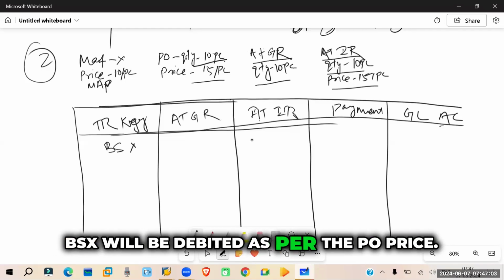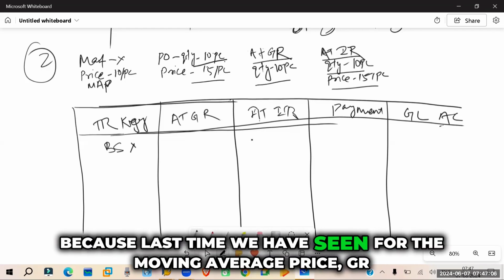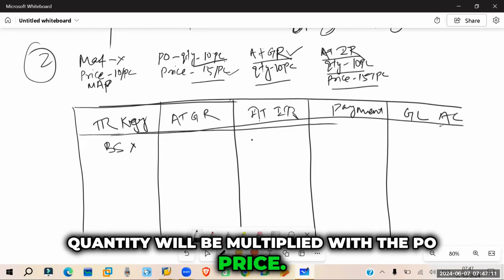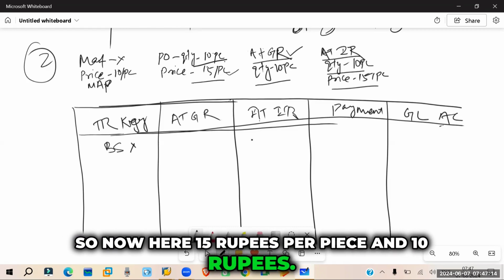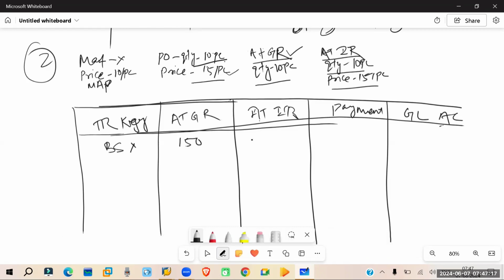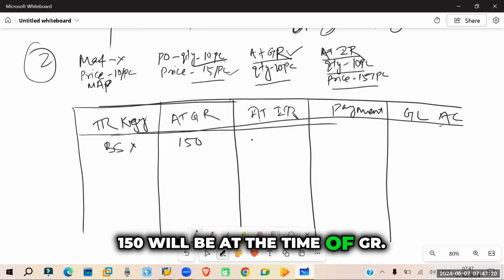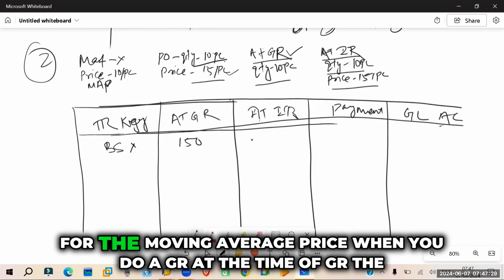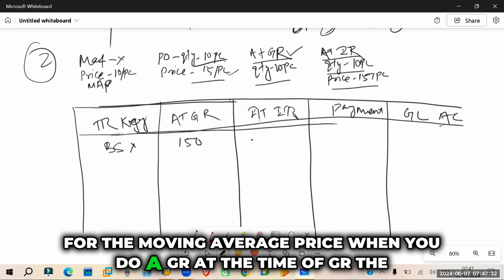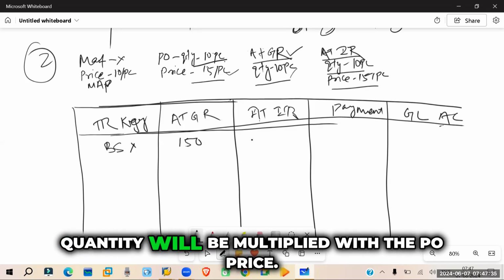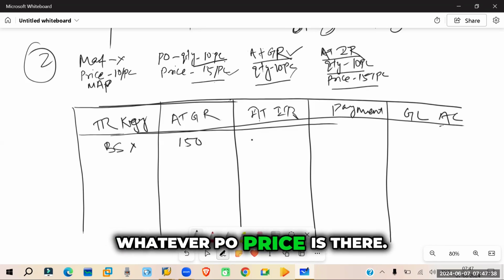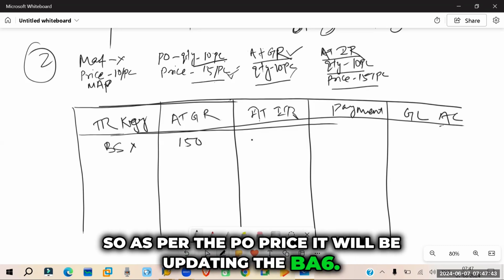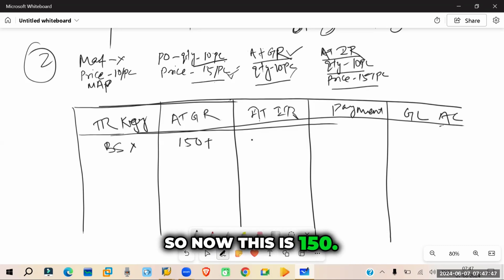BSX will be debited as per the PO price, because last time we saw that for the moving average price, the GR quantity will be multiplied with the PO price. So here it is 15 rupees per piece times 10 pieces. What is that? 150. So 150 will be at the time of GR. Able to understand? We are understanding the moving average price. For the moving average price, when you do a GR, the quantity will be multiplied with whatever PO price is there, and as per the PO price it will update the BSX. So this 150 is positive.